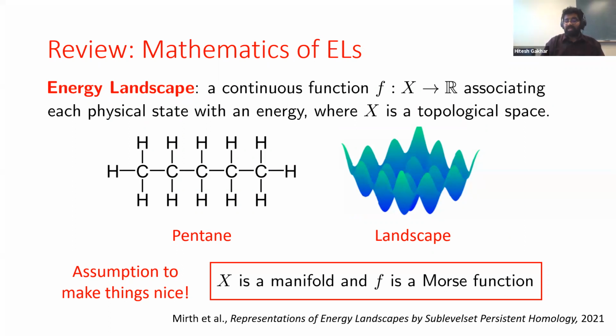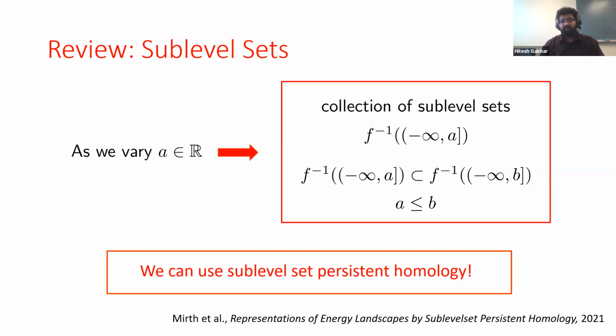Last time we talked, I did mention that one of the assumptions that they use is that X is a manifold and F is a Morse function. But I never explained why, so that's what we're going to talk about today, in a couple of slides. So we saw that as you vary R, you get a collection of sub-level sets, where if A is less than B, F inverse of (minus infinity, A] will be contained in F inverse of (minus infinity, B]. And if we get a sub-level set filtration, we can use sub-level set persistence.